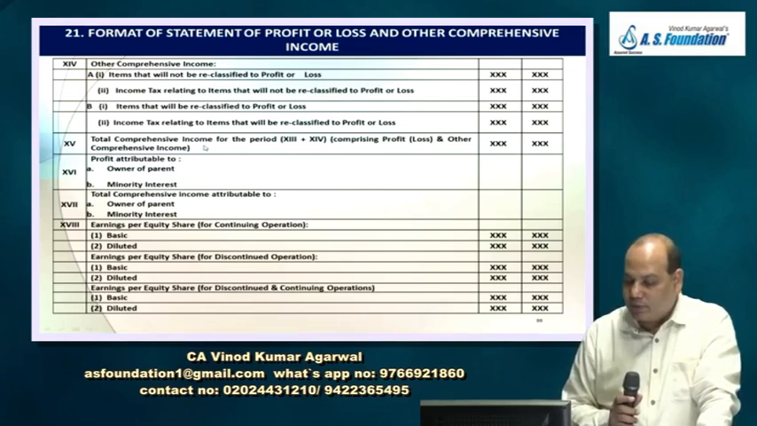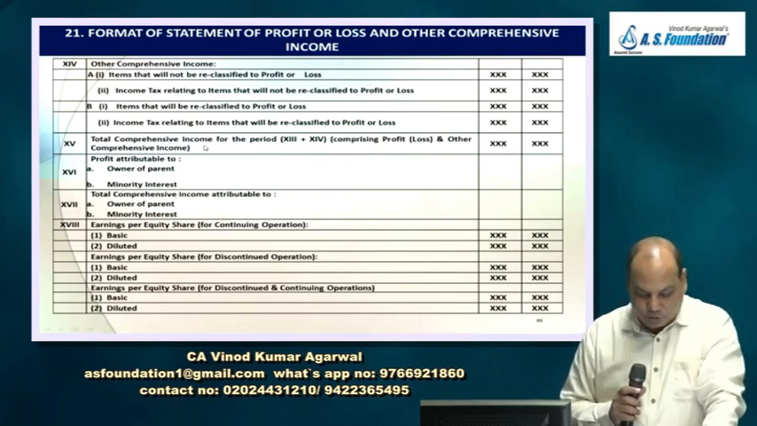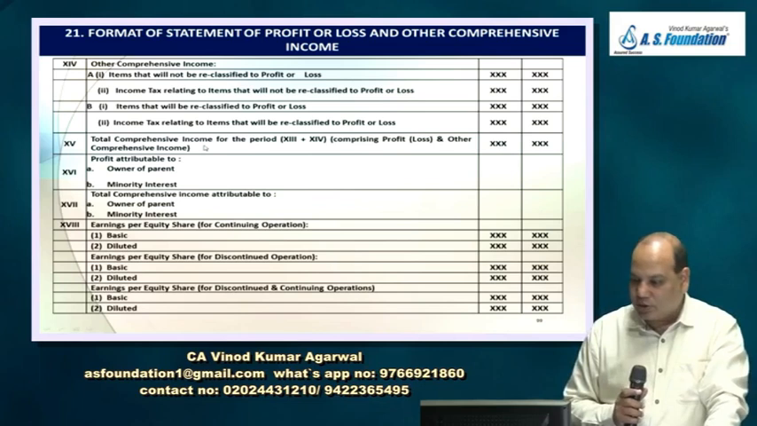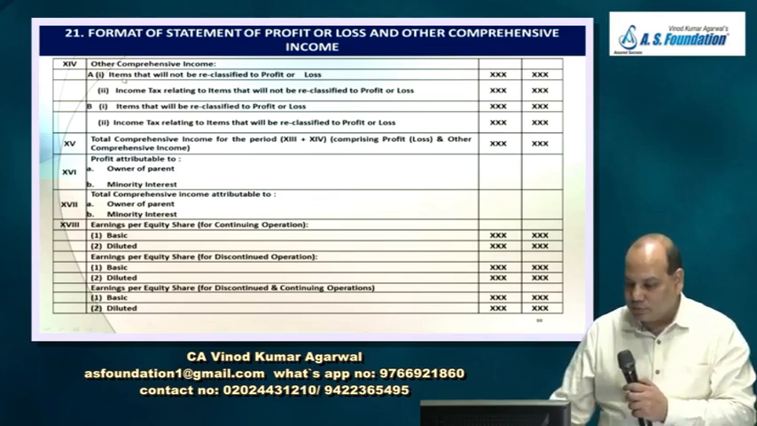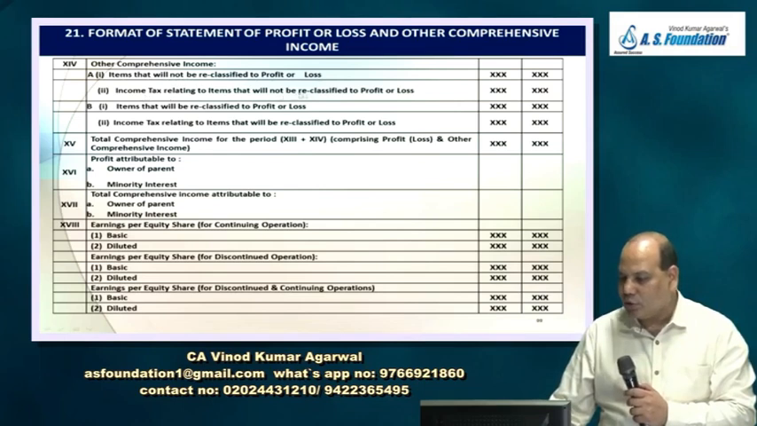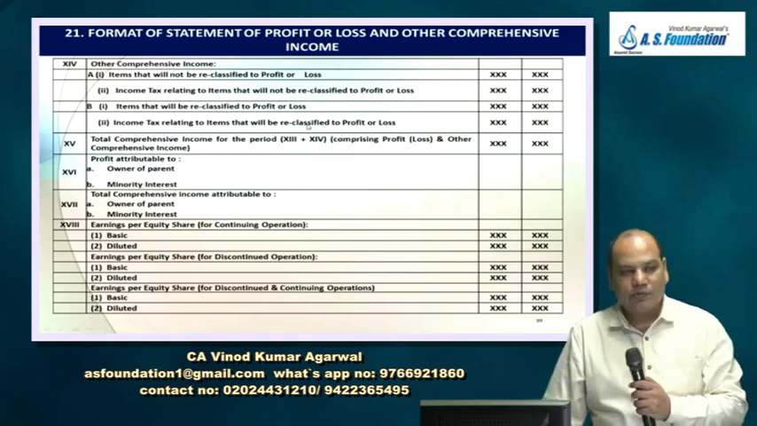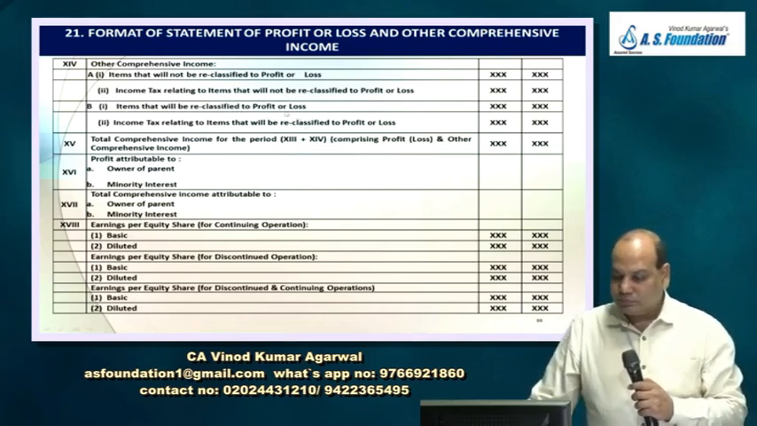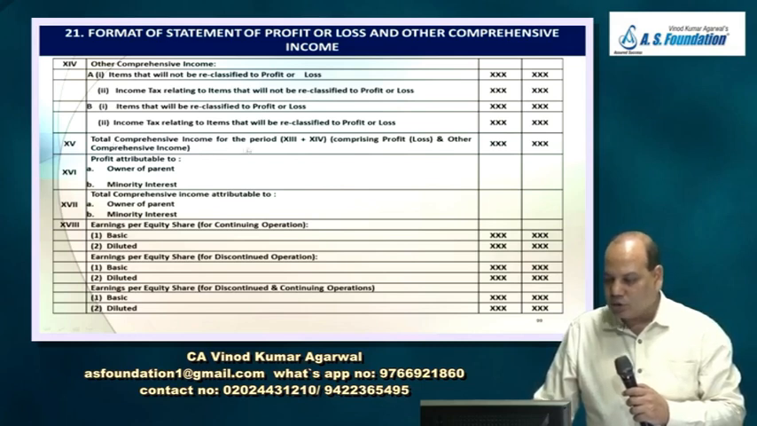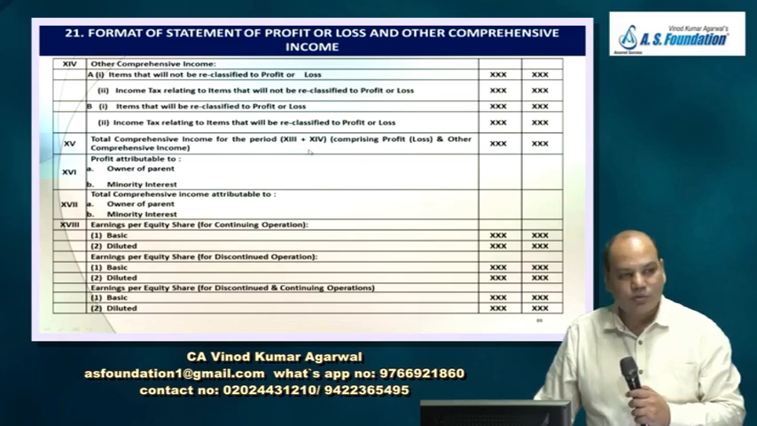So now we'll come to the second part, that is other comprehensive income. So from here your other comprehensive income starts. So here you will divide into two parts. Items that will not be reclassified to profit or loss, and income tax relating to items that will not be reclassified to profit or loss, items that will be reclassified to profit and loss, and income tax relating to items that will be reclassified to profit or loss. This will give you total comprehensive income for the period. You will add 13 and 14. 13 is profit or loss, 14 is OCI.